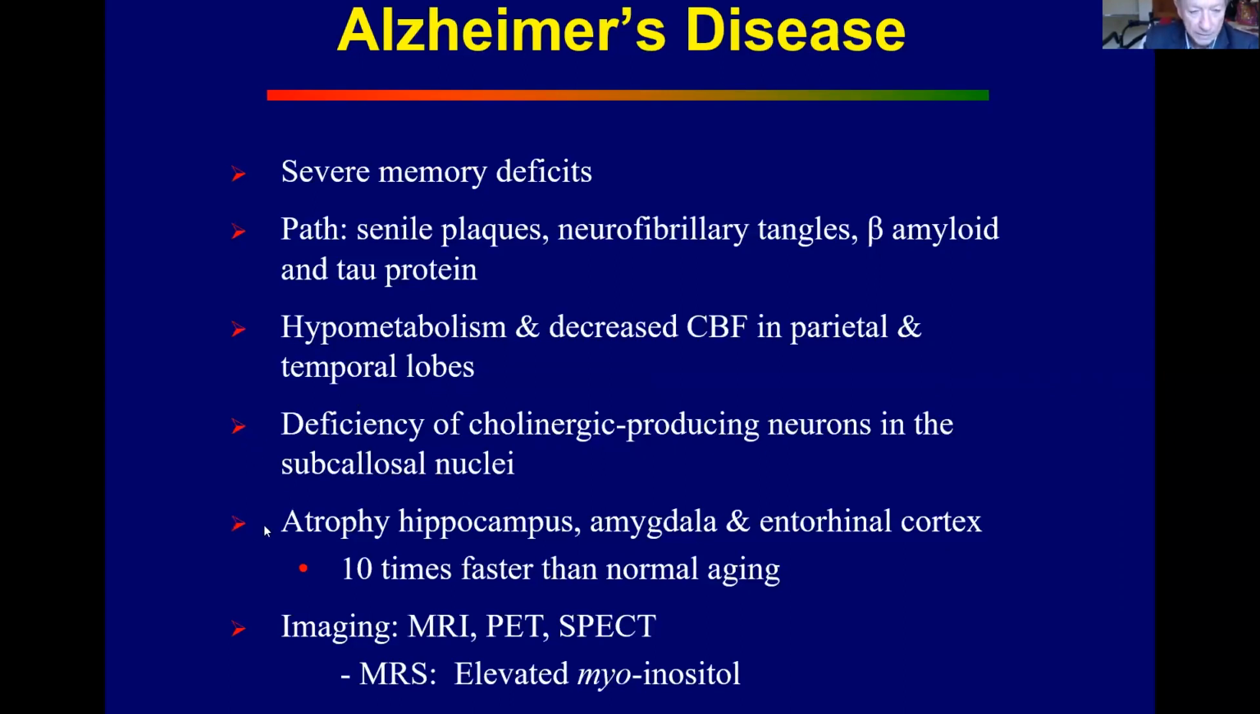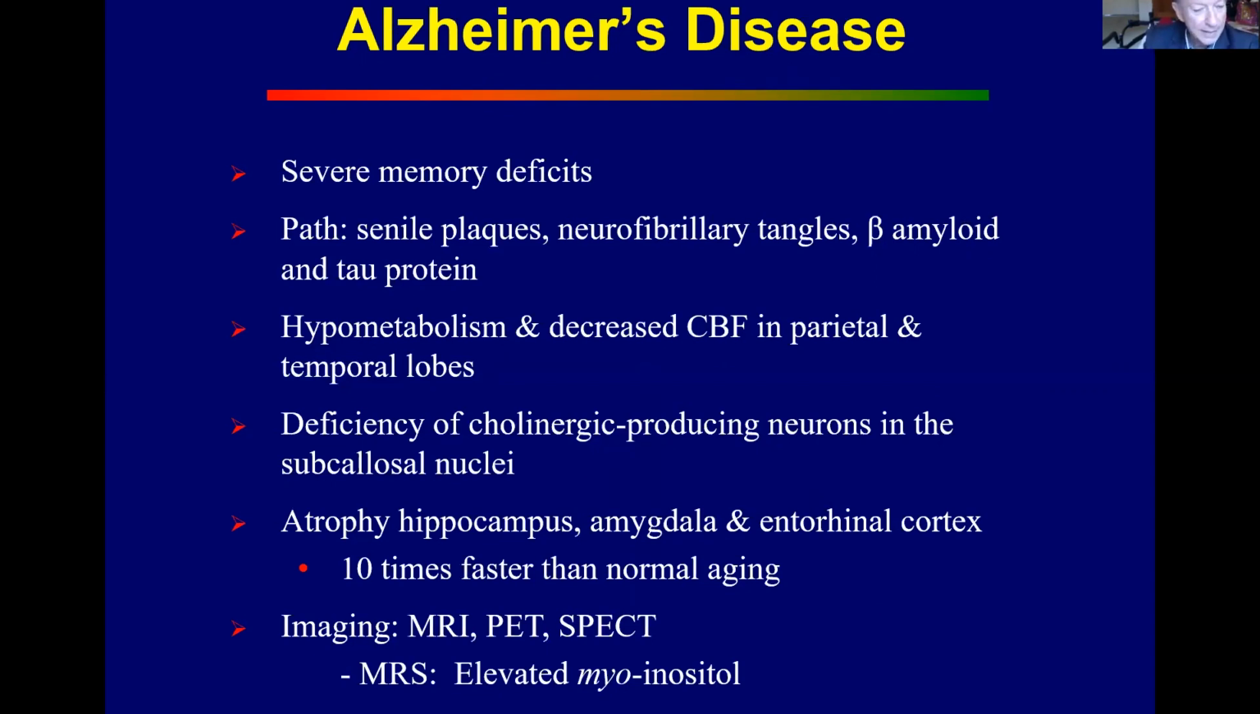Alzheimer's disease is characterized by atrophy of the hippocampus, amygdala, entorhinal cortex, again, a very important area in Alzheimer's disease. And atrophy in these regions is 10 times faster than normal aging. And so these are areas to look for on the images to see if there's disproportionate atrophy of these structures compared to the rest of the brain.